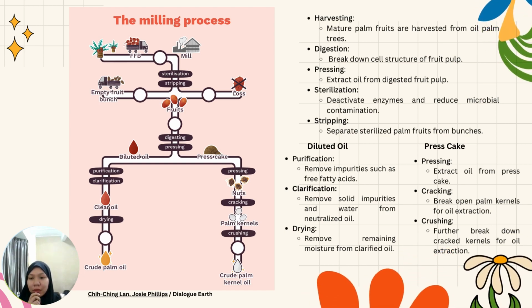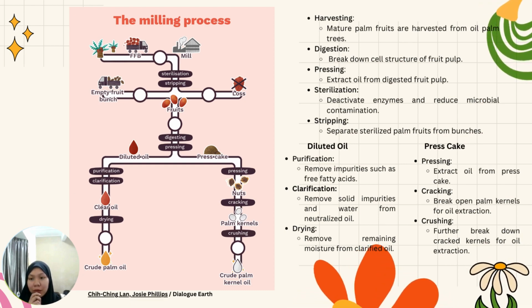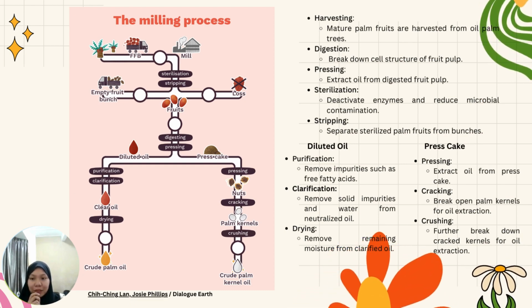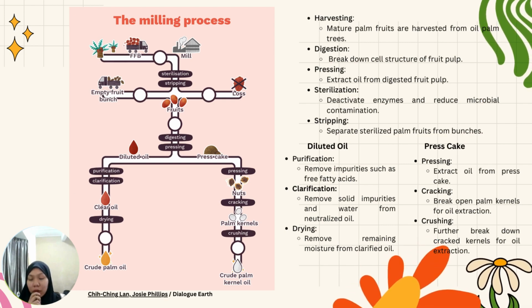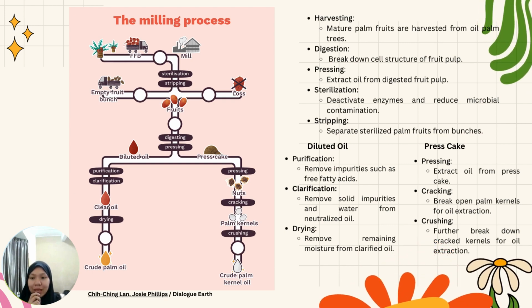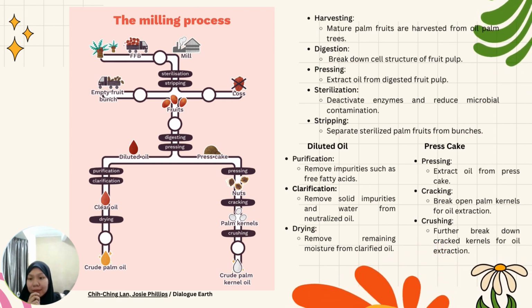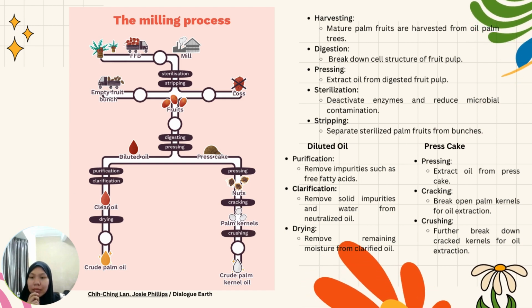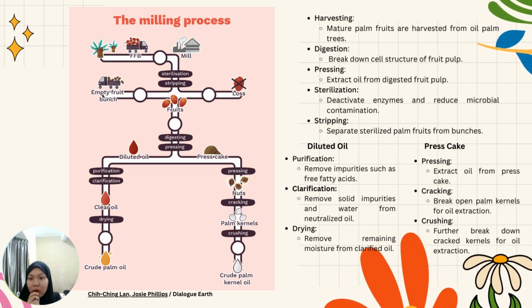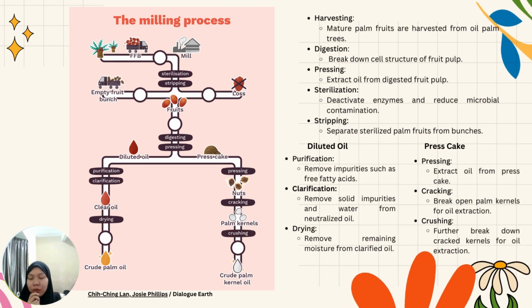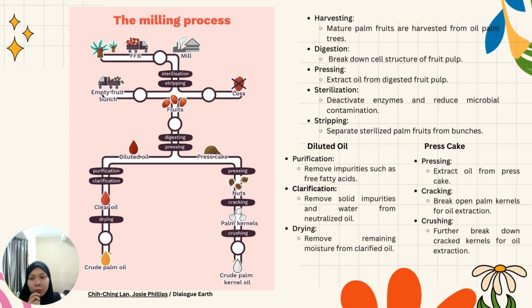The drying process removes any remaining moisture from the clarified oil to improve its stability and shelf life. Drying may involve heating the oil under vacuum or using specialized drying equipment, where the clarified oil is heated under controlled conditions to evaporate any remaining moisture. After drying, the oil is cooled to ambient temperature before further processing or storage. Then crude palm oil is obtained.